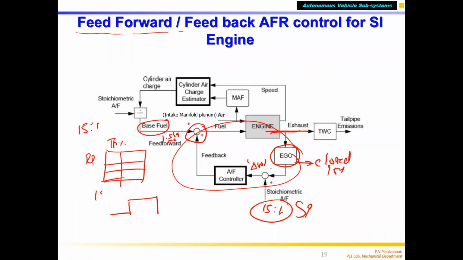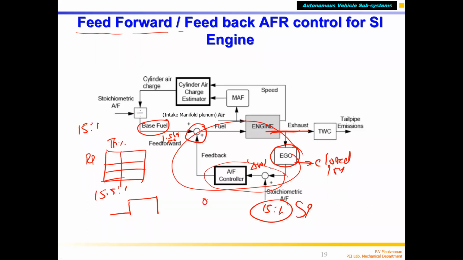But now it is 15.5:1. That's what the sensor says, correct? Immediately, this air-fuel closed loop controller will calculate how much fuel should be added. More fuel should be added compared to before. So that means the pulse width should be increased.